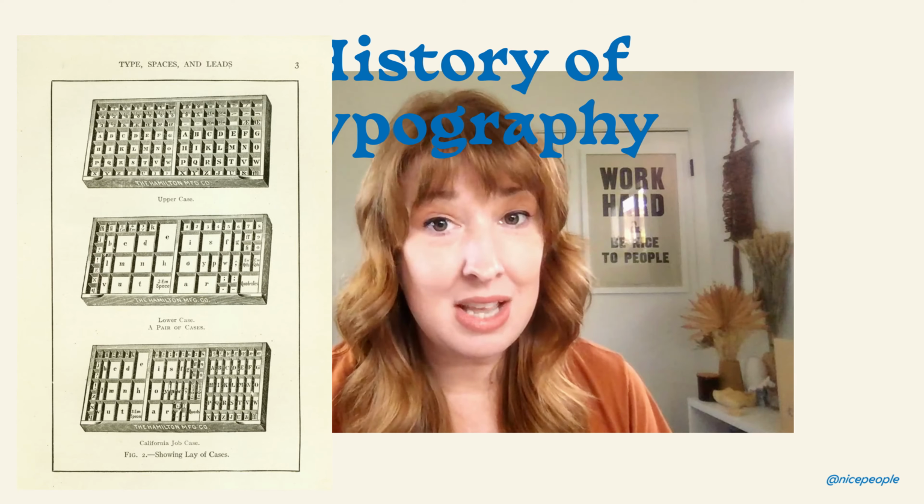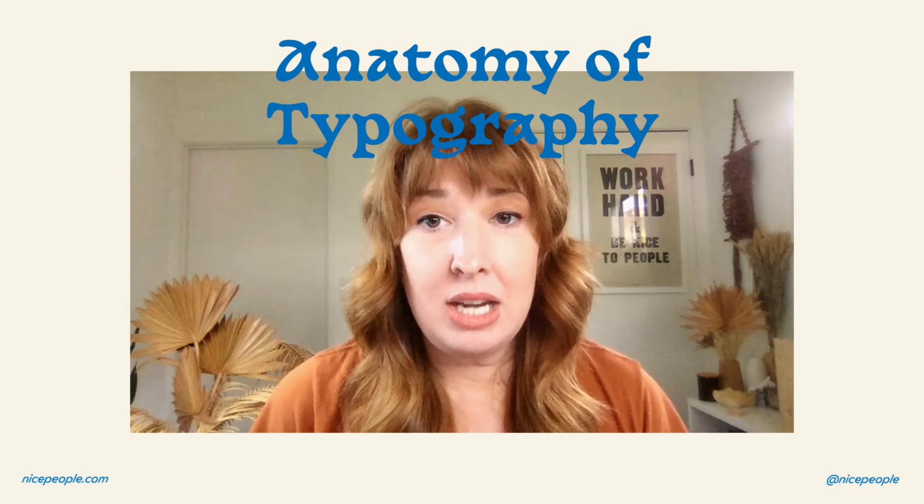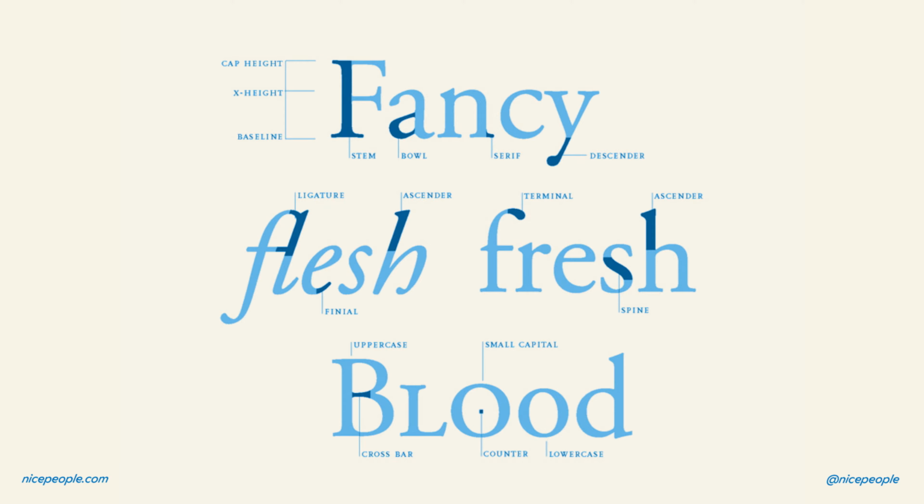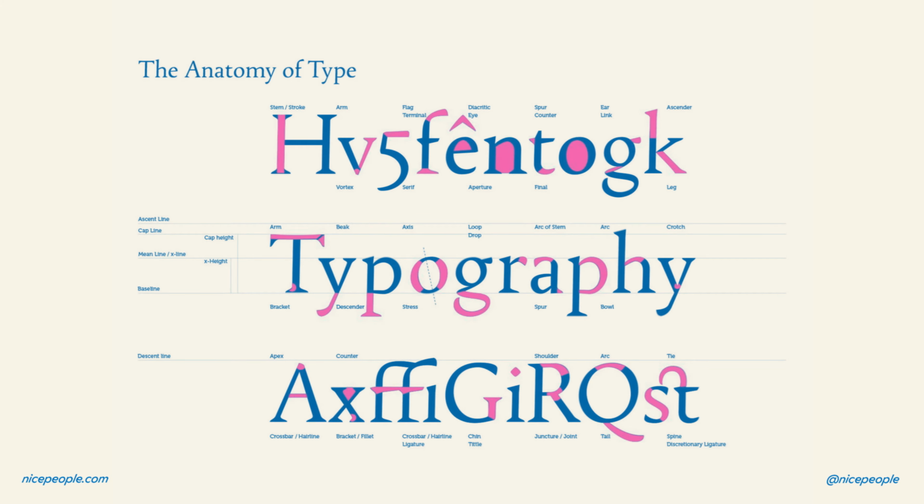And just like how there's human anatomy, a name for every muscle and bone, there's type anatomy. All letters sit on a baseline and are defined by a cap height or x-height. Most letters have a stem, and with lowercase letters, they have ascenders and descenders. Characters like A's and B's have bowls. Some letters have a crossbar, other letters have finials, terminals, and spines.